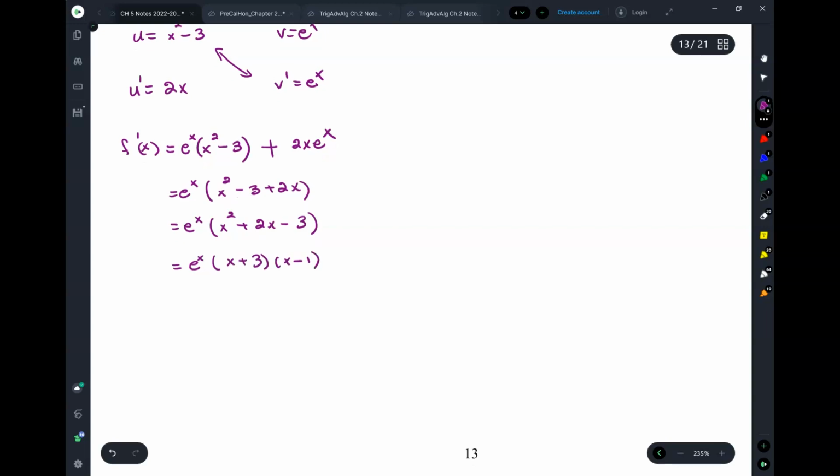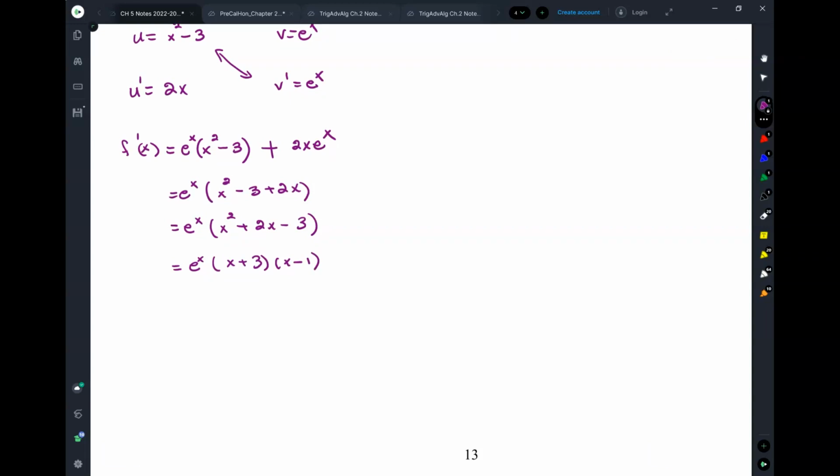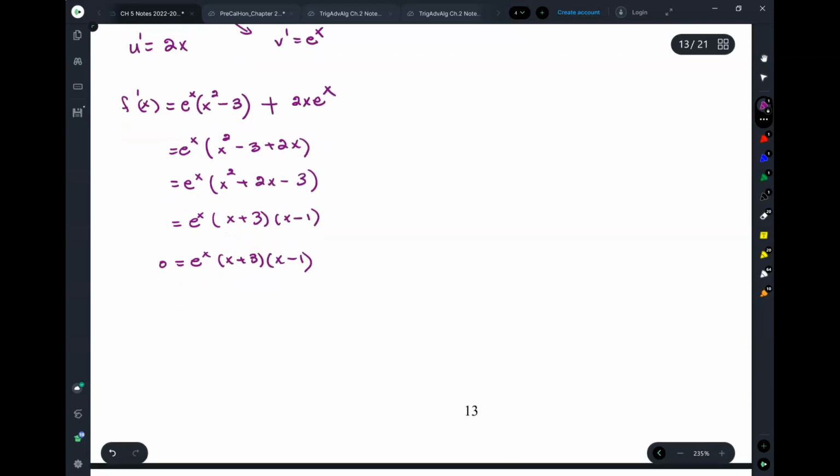So now, okay, look, calculus kind of paused here. This was like algebra-ish stuff. And now we're going to set it equal to 0. Wait, what happened to the e to the x? Factor out the e to the x. So now, e to the x is never 0. So here, this gives you x equals -3, x equals 1. So e to the x is never 0, so we just ignore it.